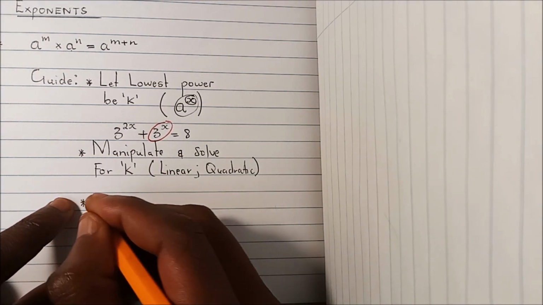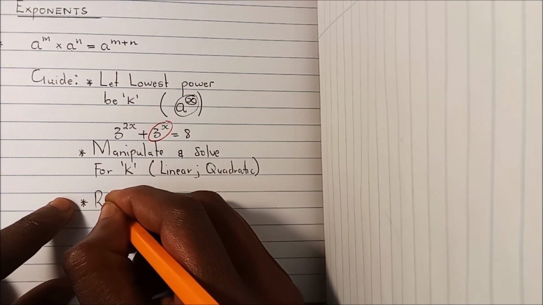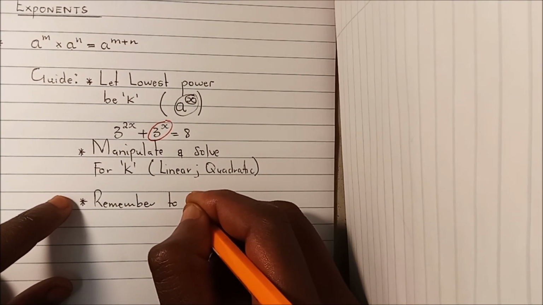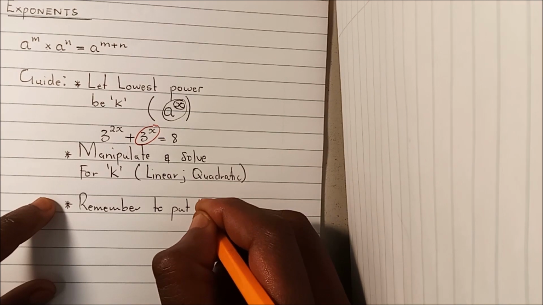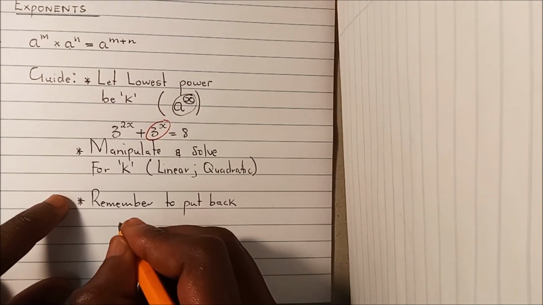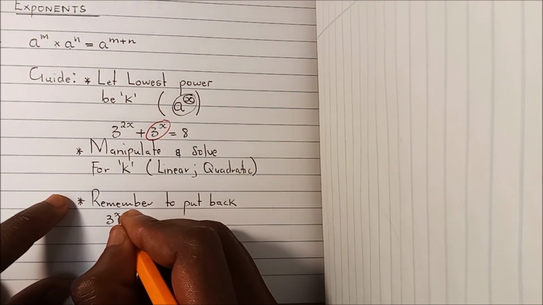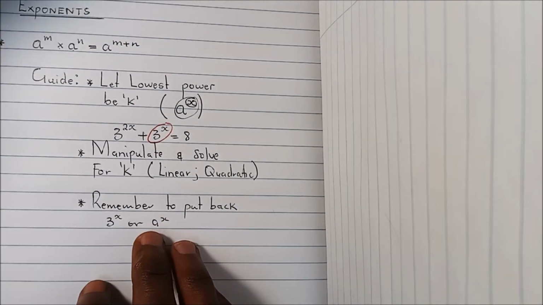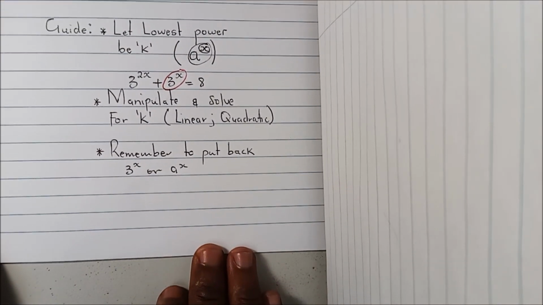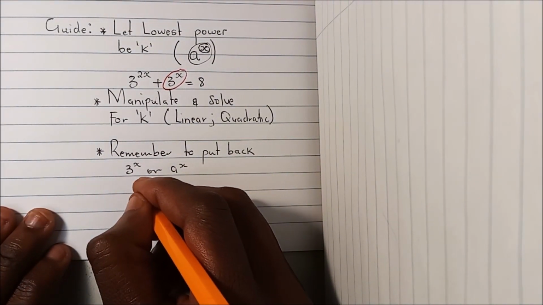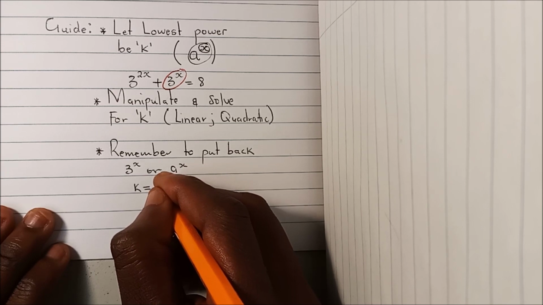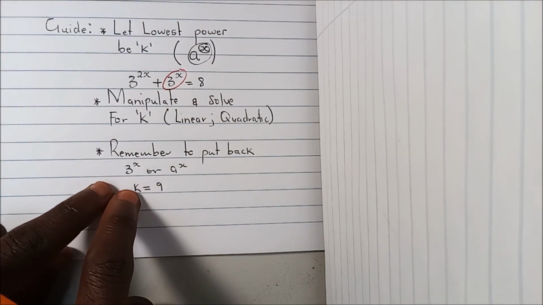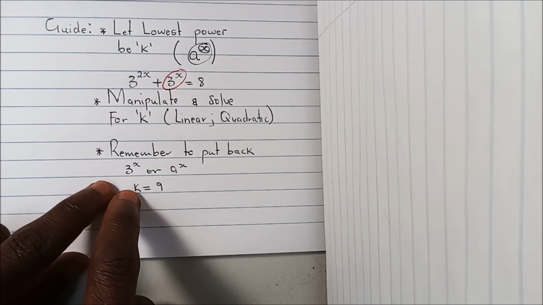So you let it be k, then you solve the linear or the quadratic. And the last part is, remember to put back 3 to the power of x, or a to the power of x. Suppose you solve for k and you find that the value of k is 9. You need to bring back the x into the equation so that you can be able to solve it.